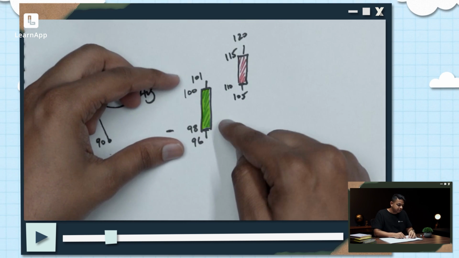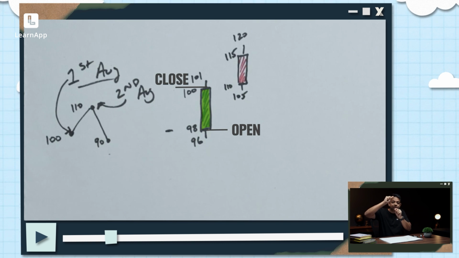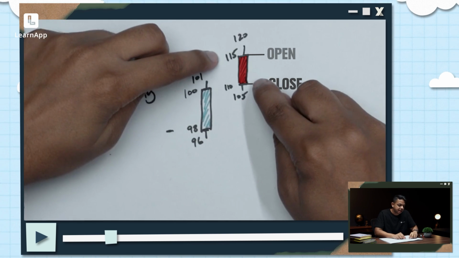Point is very simple. If it's a green candle, the open is down and the close is up. Why? Because the market went up, so it's green. If the market falls from open to close, it's the opposite. It is a red candle. Now we'll understand the significance of bullish candlesticks and bearish candlesticks.